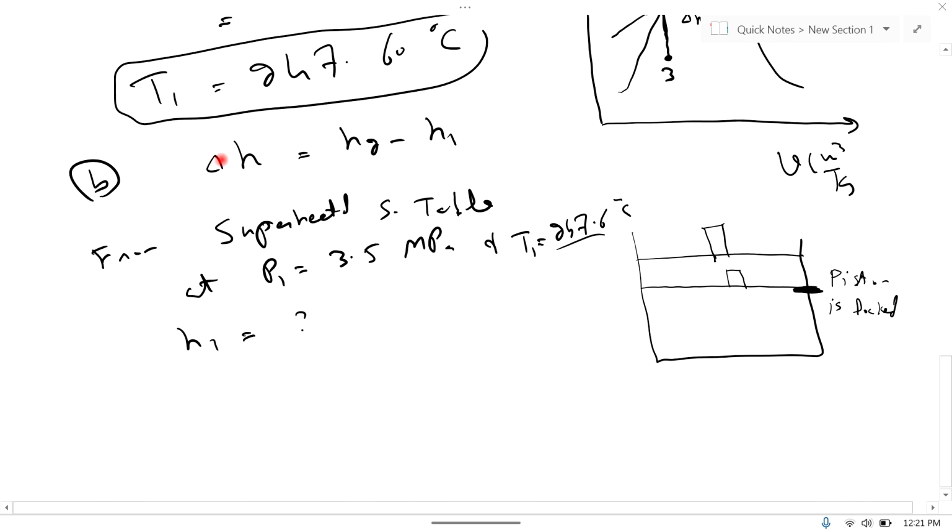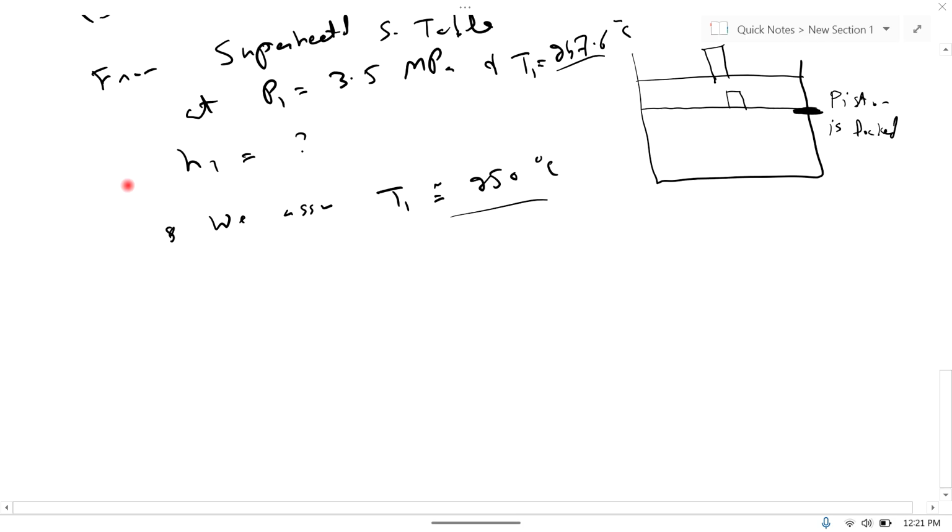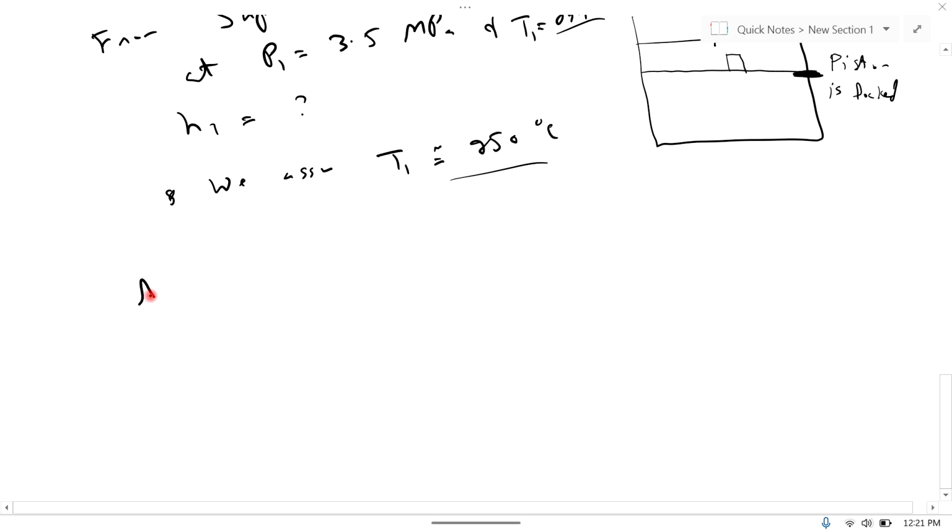So we assume that T1 is approximately equal to 250. So we will check the values at 3.5 megapascal and 250. 3.5 is not available, so at T1 equal to 247.6, approximately equal to 250 degrees centigrade.